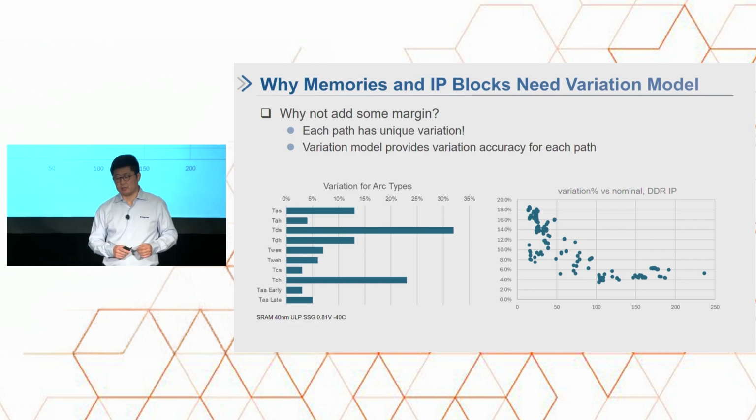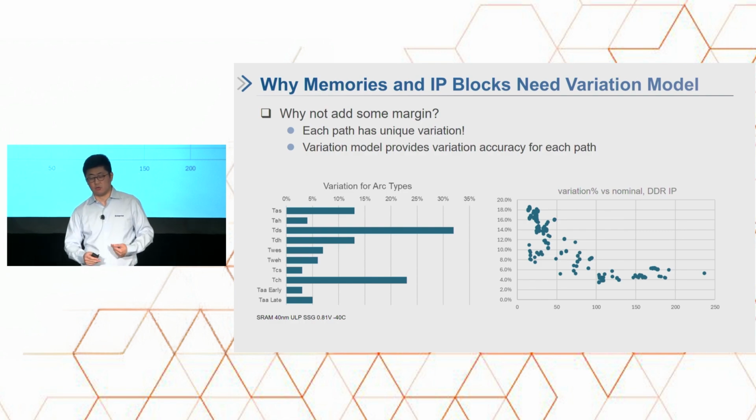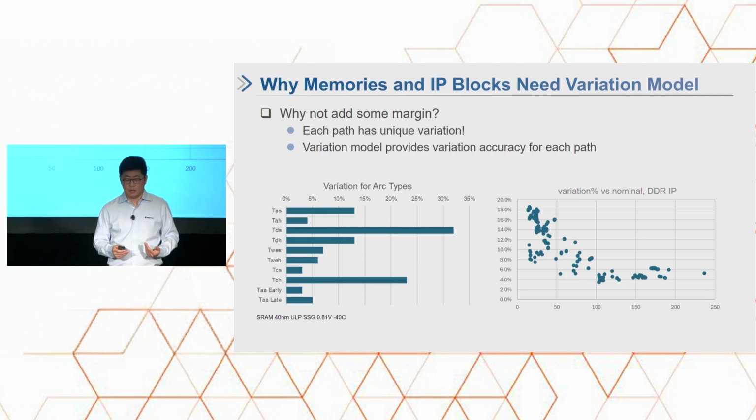So if we want to add a certain margin, how are we going to not waste all these timing slacks? If we add too much, then the others are too conservative. If we add too little, then we risk not getting the required effect of variation characterization. On the right-hand side, we have a similar experiment on a DDR block.